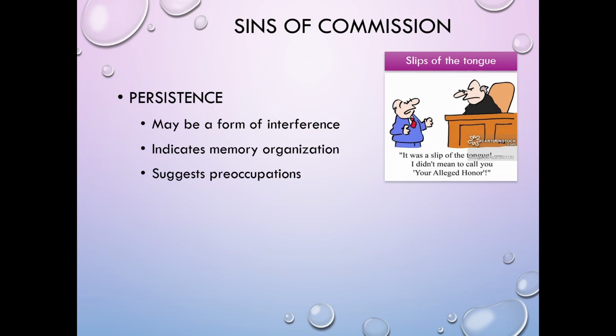Slips of the tongue are, according to cognitive psychology, an indication of something that you're thinking about, something that's competing with what you're trying to utter right now or do right now. So you can imagine that, especially if this is a defense attorney, he's probably been trying to say alleged between every word because he doesn't want the jury to think that it's a done deal, that his client has done the crime. So accidentally calling the judge your alleged honor, that would be consistent with the preoccupation that he's having of don't forget to say alleged before everything, right?